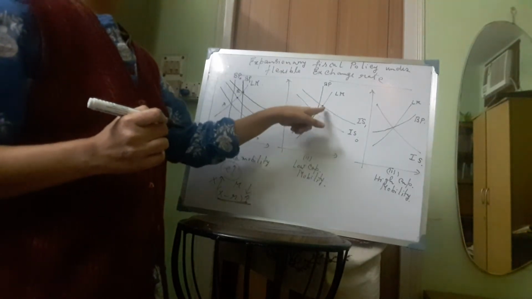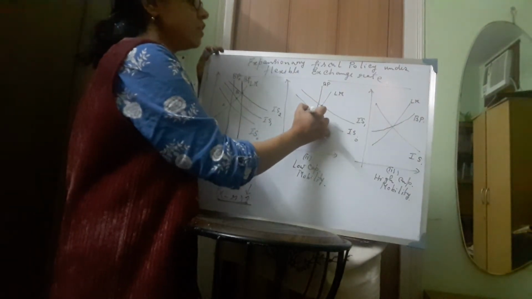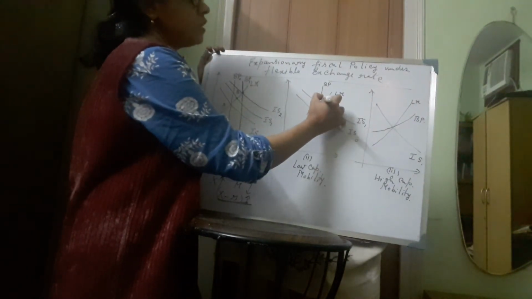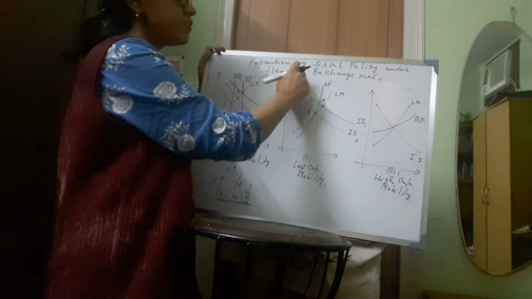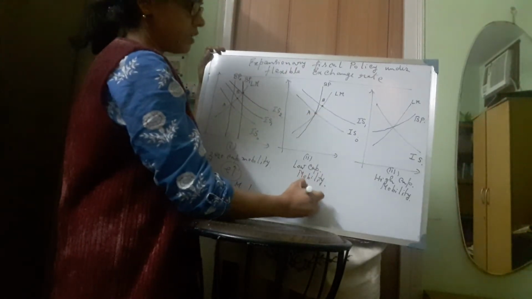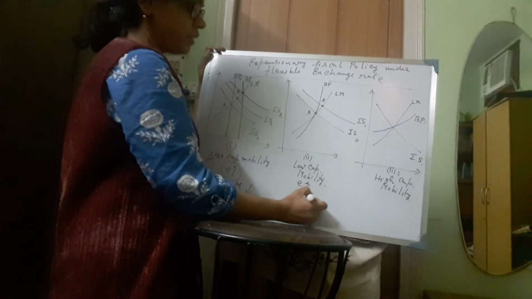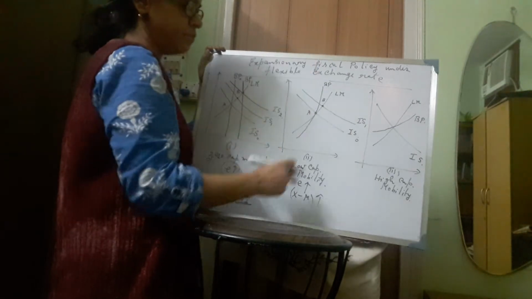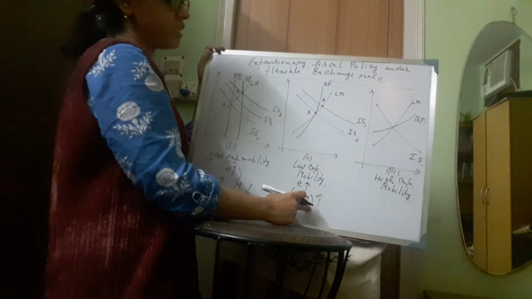And we are to the right of the BP schedule, so we can say that there is a BOP deficit at point B. Now because of this BOP deficit, under the flexible exchange rate regime, E, the nominal exchange rate, will rise, and X minus M will improve because of the improvement in E. Because X will improve, M will fall. So X minus M will rise.